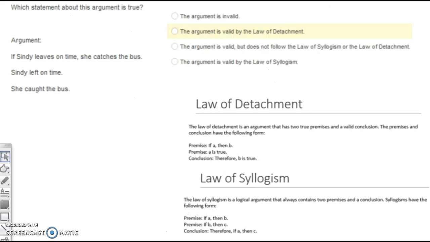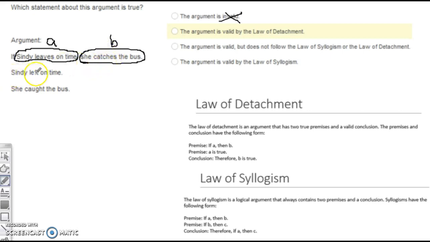Alright, the next one. Which statement about this argument is true? The argument says, if Cindy leaves on time, she catches the bus. Cindy left on time, she caught the bus. We have to figure out if that's a valid statement or not. I hope just by reading it, you can tell that that is a valid statement, right? So I'm going to mark out the one that says it's invalid. Now we have to figure out if it's detachment or syllogism or neither. Let's circle each part. If Cindy leaves on time, that's part A. Then she catches the bus. That's going to be part B.